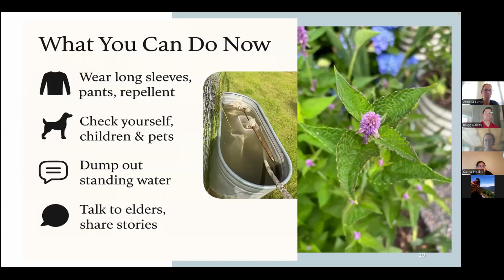So next slide. So we already heard a lot of this too, like what you can do, right? Wear the long sleeves, repellent, check yourself, the kids and the pets, dump a lot of the standing water. Like I said, talk to elders, share stories.